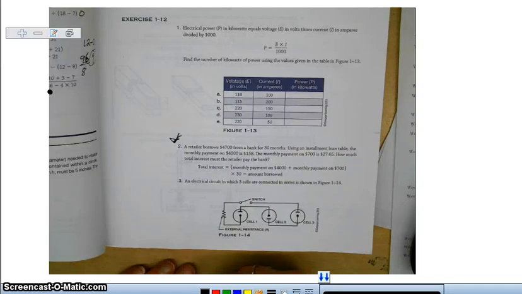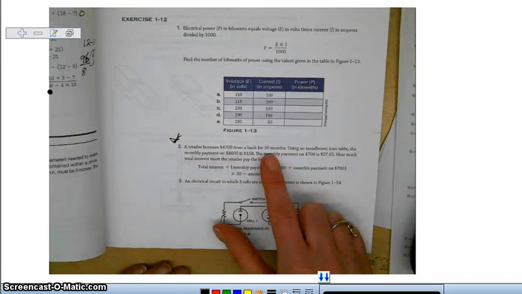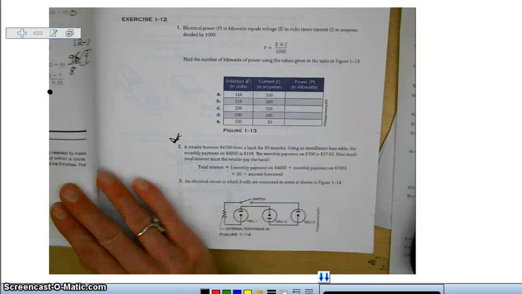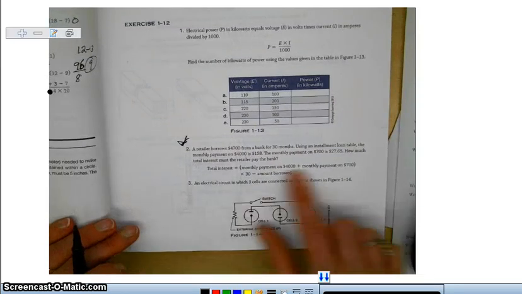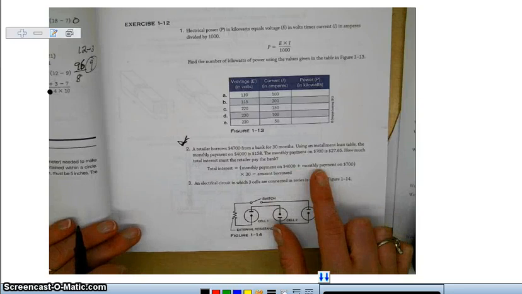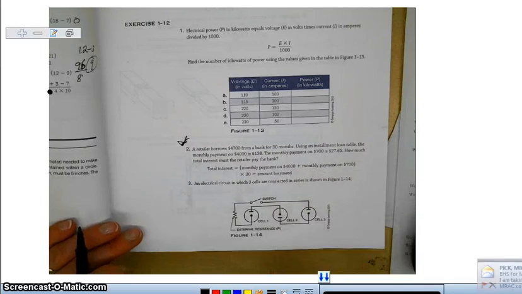All right, so now this is asking us, it tells us that we're going to borrow $4,700 and we're going to pay it over 30 months. And then they tell us what our monthly payments are. So basically, first thing I'm going to figure out is the monthly payment. They actually just give us a formula here, but we can probably figure it out without the formula. So if we're using the formula, this becomes really easy.